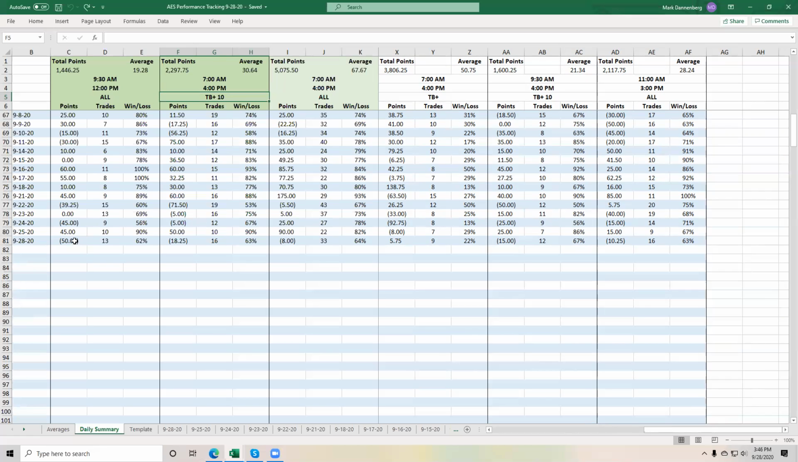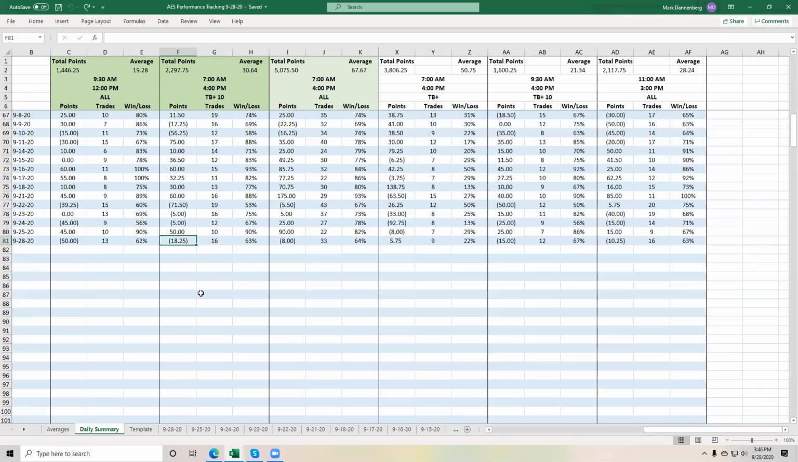So in our 9:30 to noon category, we lost 50 points today. So that was a pretty heavy down day today. And that's because we had a few trades this morning that we had full stop outs on. This afternoon was a little easier, and even before 9:30 was a little easier.